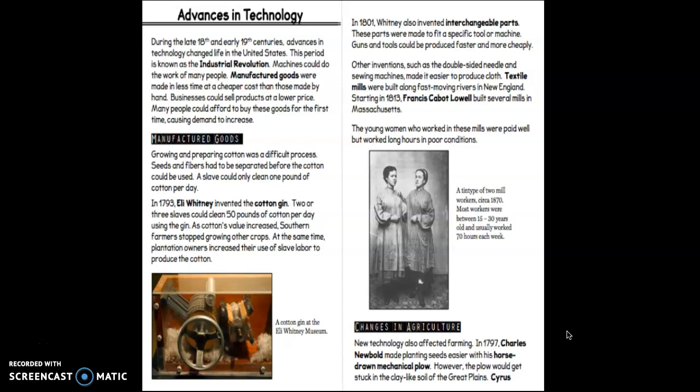Manufactured goods. Growing and preparing cotton was a difficult process. Seeds and fibers had to be separated from the cotton before the cotton could be used. A slave could only clean 1 pound of cotton per day. In 1793, Eli Whitney invented the cotton gin. Two or three slaves could clean 50 pounds of cotton per day using the gin. As cotton's value increased, Southern farmers stopped growing other crops. At the same time, plantation owners increased their use of slave labor to produce the cotton.